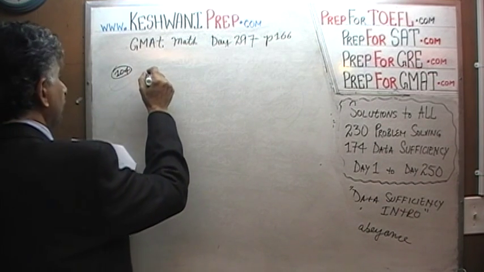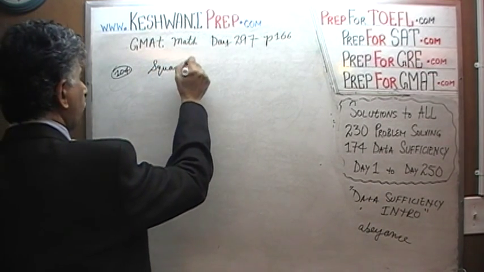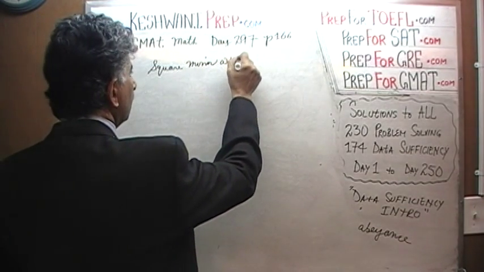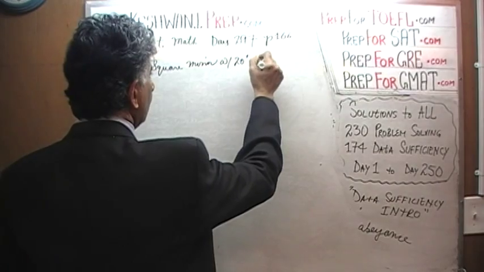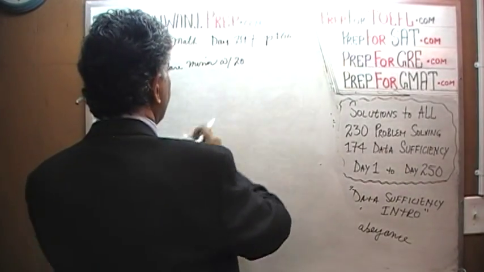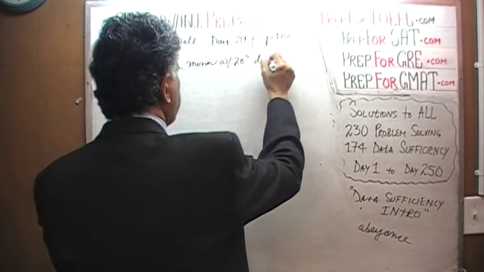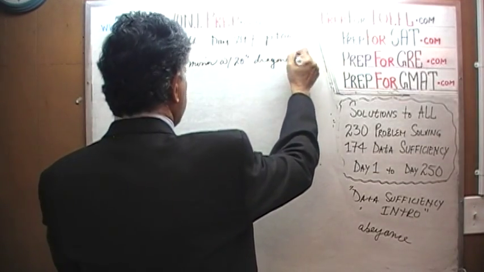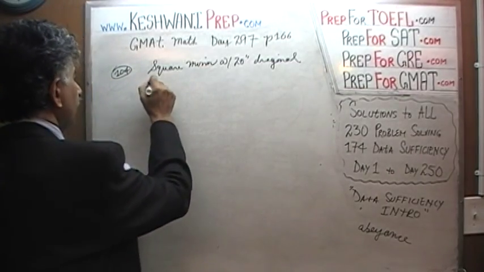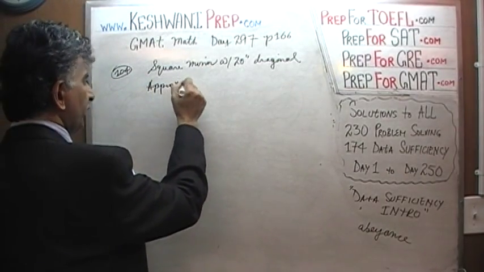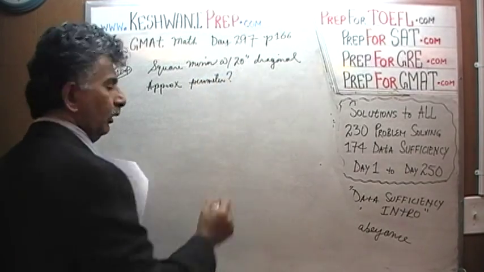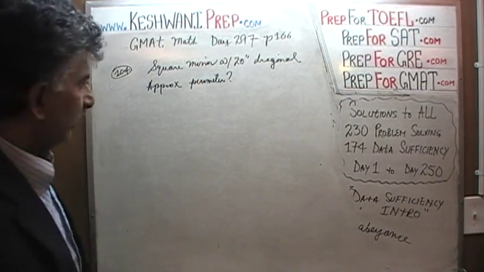We are given a square mirror with a 20 inch diagonal. The question simply is, what's the perimeter of this guy? And they say approximate, so we don't have to worry about the exact value. What is the approximate perimeter of such a mirror? Let's find out, shall we?